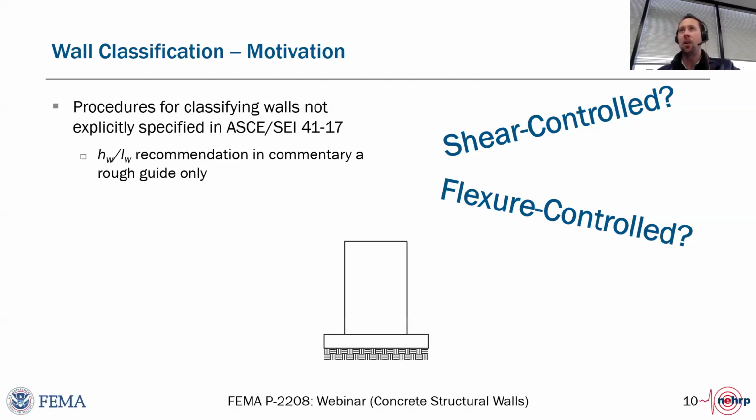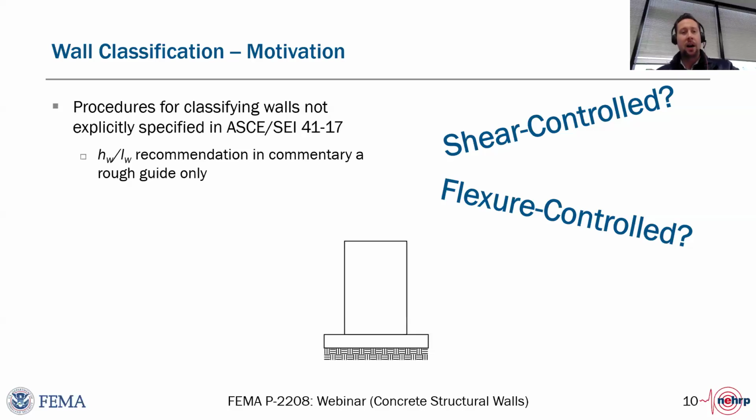If you're a bright user and you're thinking about it from first principles, you could go in and figure out which would be the governing mechanism based on your demands and your capacities for each of those mechanisms. But really, there's no standard language on how to do that.